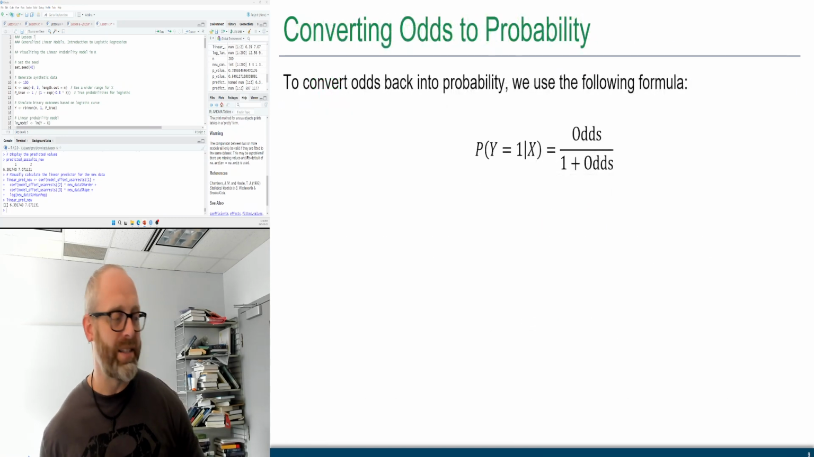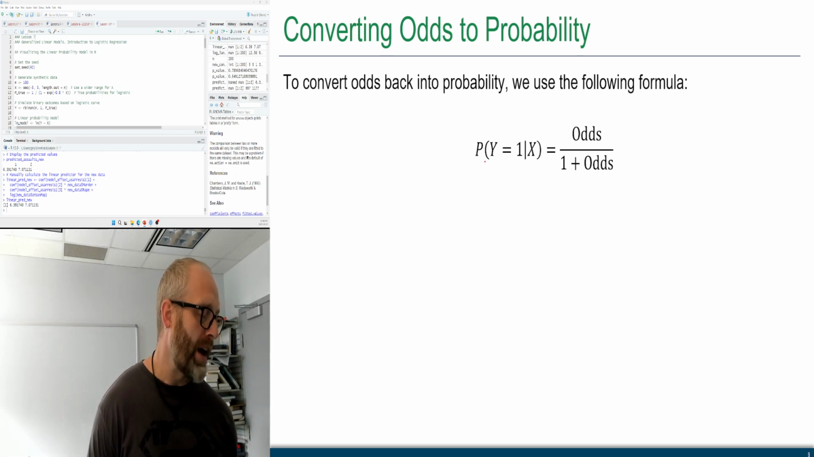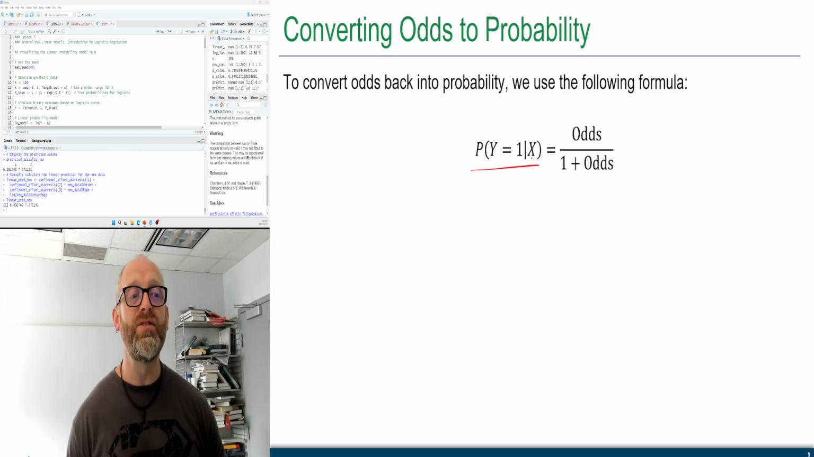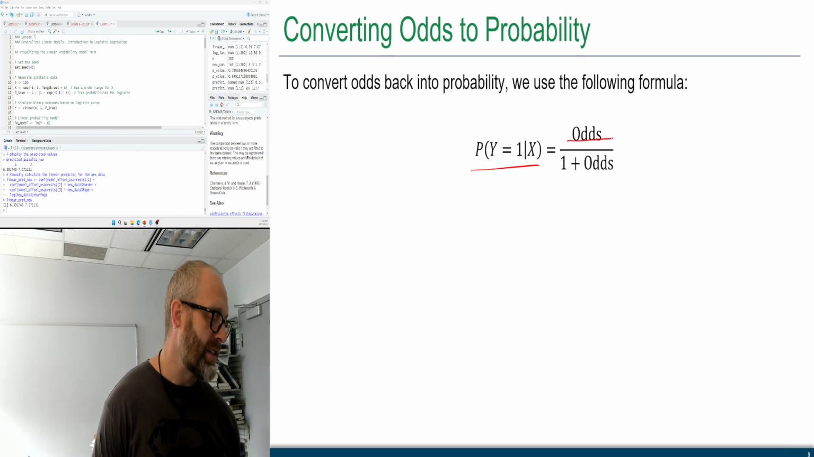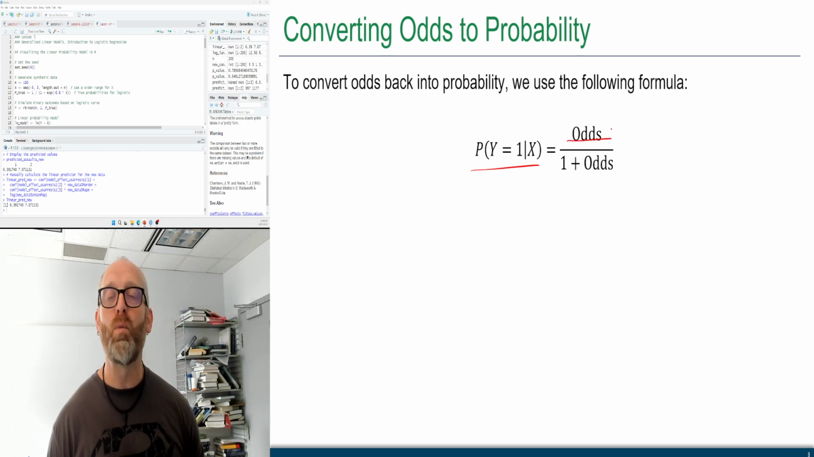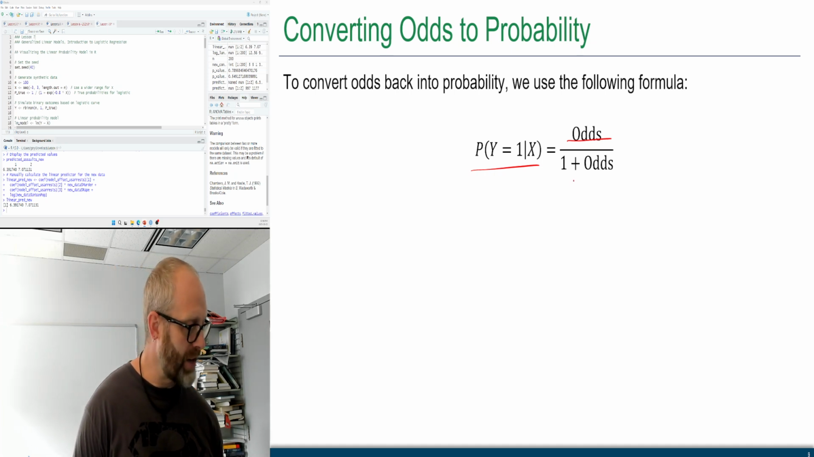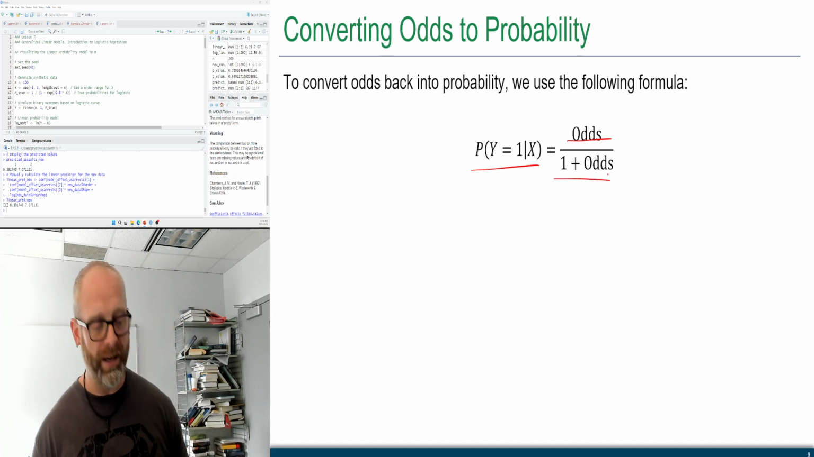I simply do that by saying the probability of success, so y is equal to 1 for a given value of x, is the ratio of the odds to not 1 minus the odds, but 1 plus the odds. So odds over 1 plus odds gives me the probability.